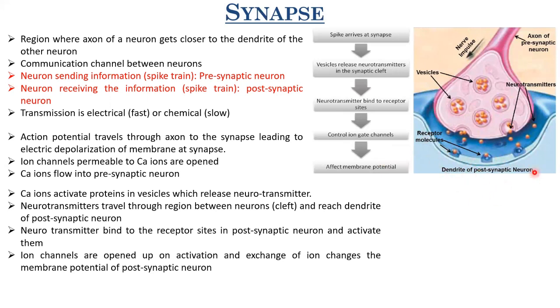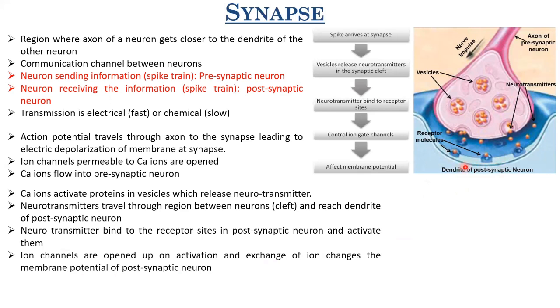Now activation of these receptor sites opens up ion channels. These ion channels are now opened up in the postsynaptic cell, and they allow ions to exit or enter the postsynaptic neuron membrane. The opening of these ion channels leads to an exchange of ions between the postsynaptic neuron and its surroundings.